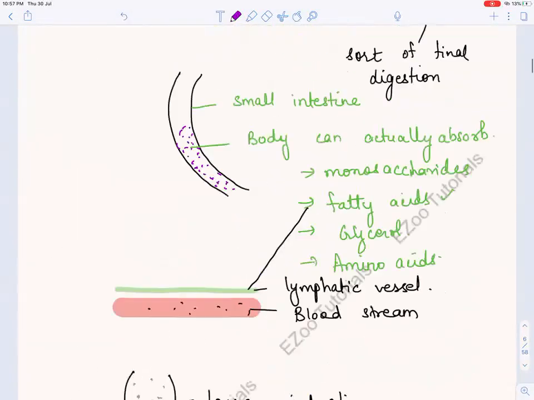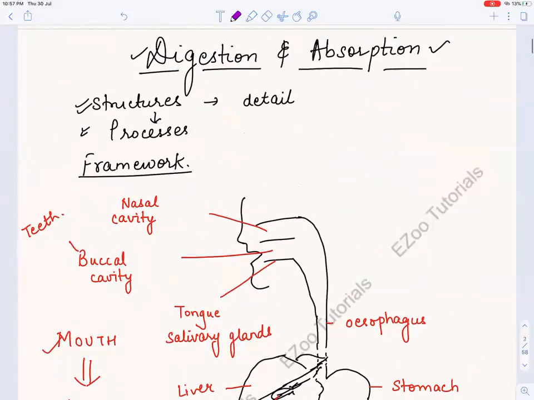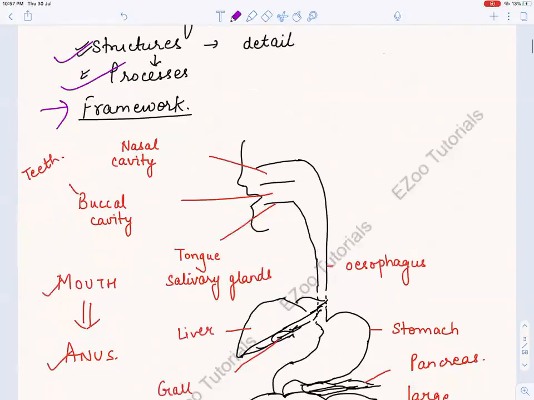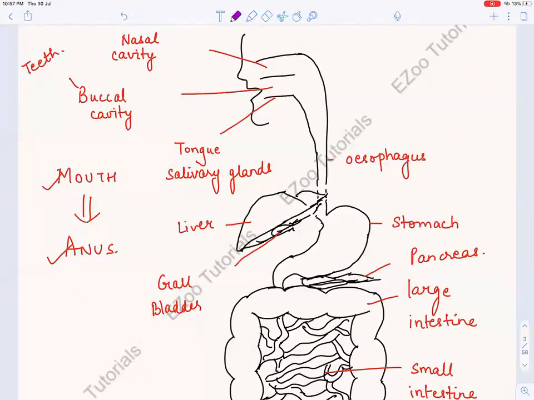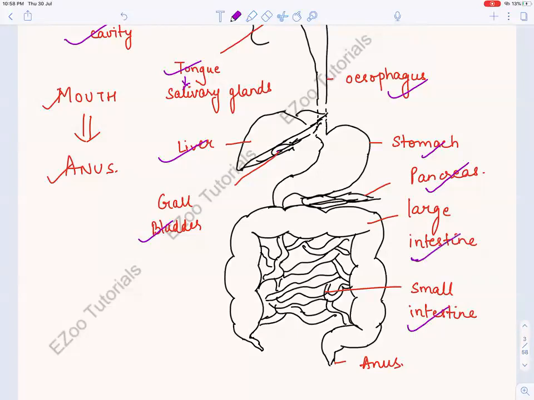So let us just revise. I really enjoyed today's session. Today was digestion and absorption. I told you we'll study structures and process in detail. Today we just did the framework. We started by drawing this: the nasal cavity, buccal cavity, tongue, salivary glands, liver, gallbladder, esophagus. From the esophagus it goes to the stomach, pancreas, then small intestine, large intestine, and anus. And then salivary glands, liver, gallbladder, and pancreas.